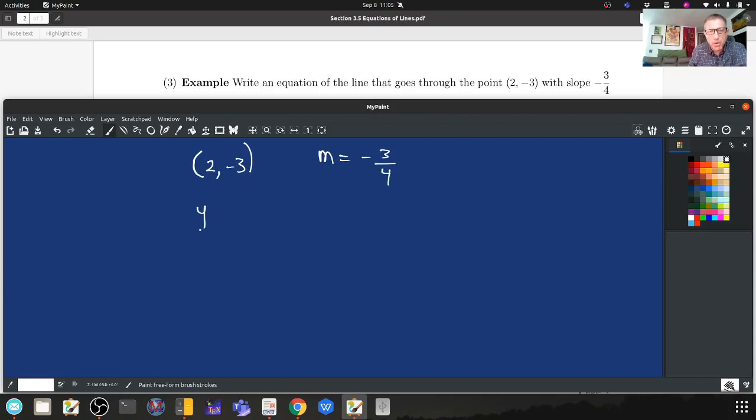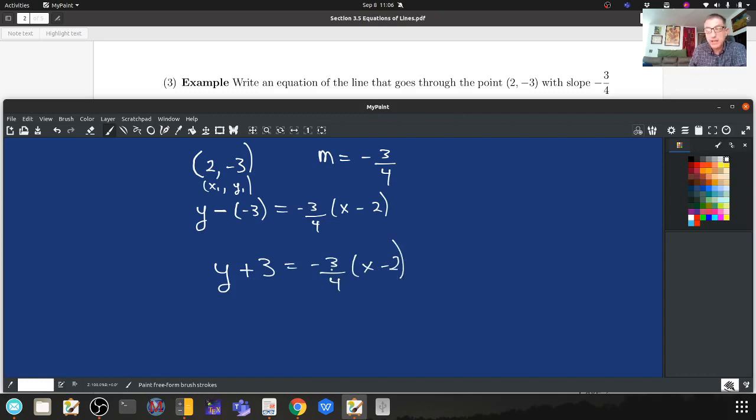So we have y minus, so this is x1, y1. Again, I have to write in my -3. I cannot use the existing negative there, is equal to -3/4 times x minus x1. So this does require one small bit of simplification, and that's it. The answer is y minus a minus 3, which is plus 3, is equal to -3/4 times (x minus 2). And you're done. That's it. Finito. You're done.